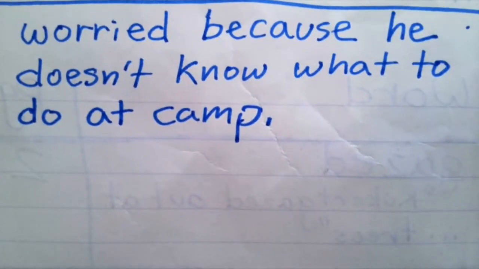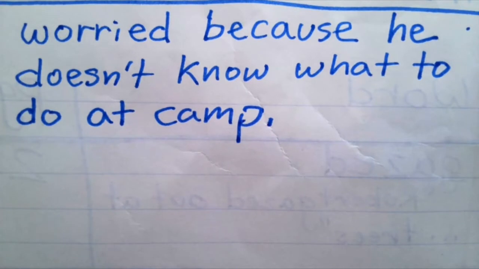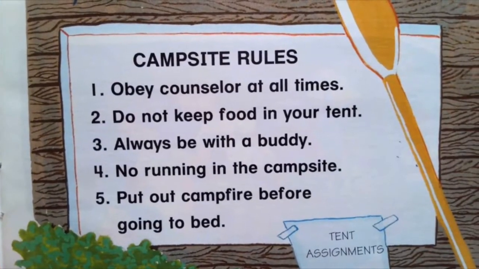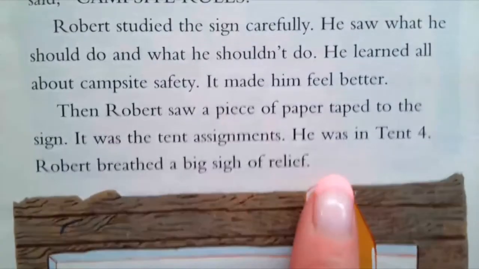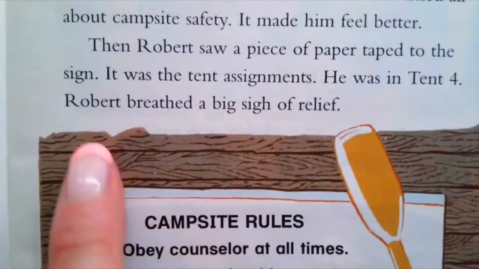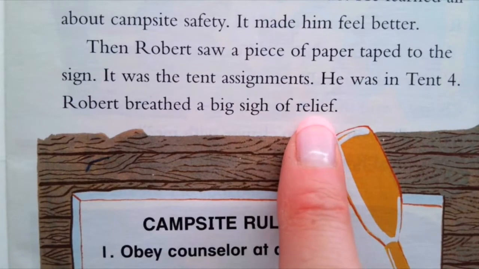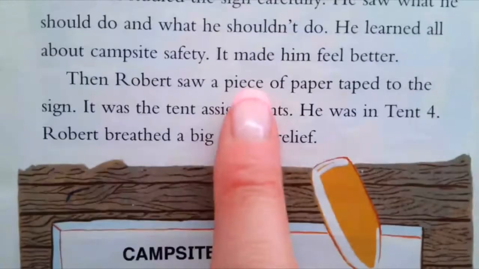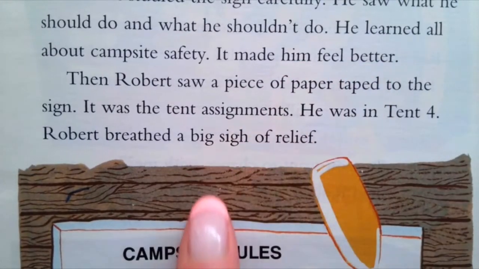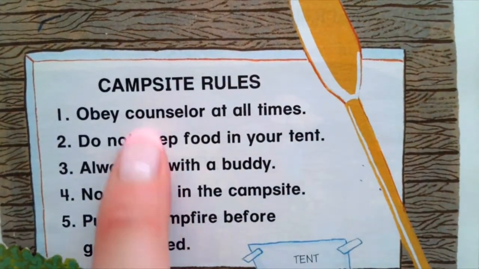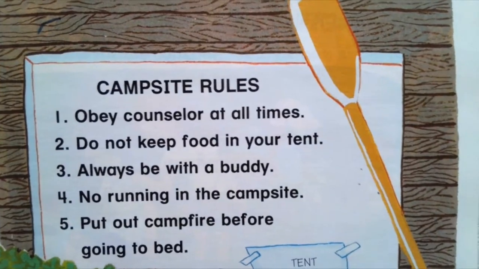What else might Robert be thinking or feeling? Write it down on your tool. What does Robert want? It said when he saw the rules, he breathed a big sigh of relief. So he's feeling better. It made him feel better. So one thing that he wanted was to know what to do. He wanted to know the rules.